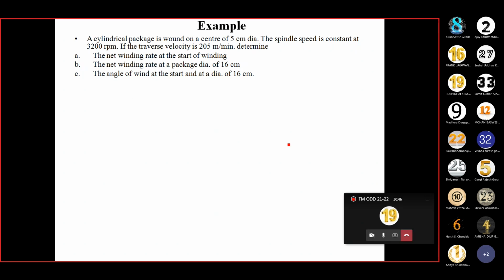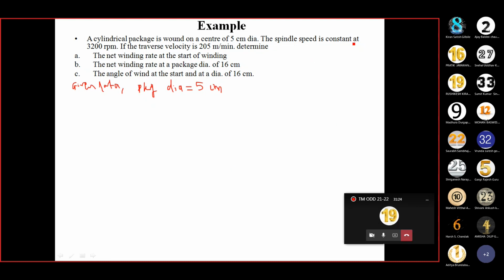Okay. So again we'll come to the example. A cylindrical package is wound on a surface center of 5 centimeter diameter. So that we have already read. So we'll just take the given data here. What is the given data here? Package dia. How much is it? 5 centimeter. Package dia is 5 centimeter.